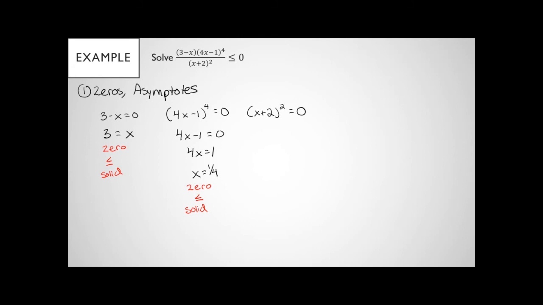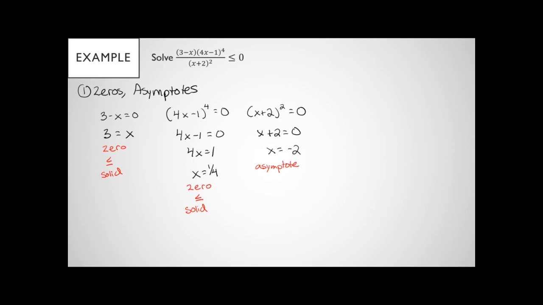Then we've got x plus 2 squared equals 0. So if I plug in -2 plus 2, that's 0, squared is 0, we're still dividing by 0. So we still have an asymptote here. If you square root both sides, the square root of 0 is 0. So you're really just solving x plus 2 equal to 0, and so x equals -2. And because this is in the denominator, this is an asymptote.